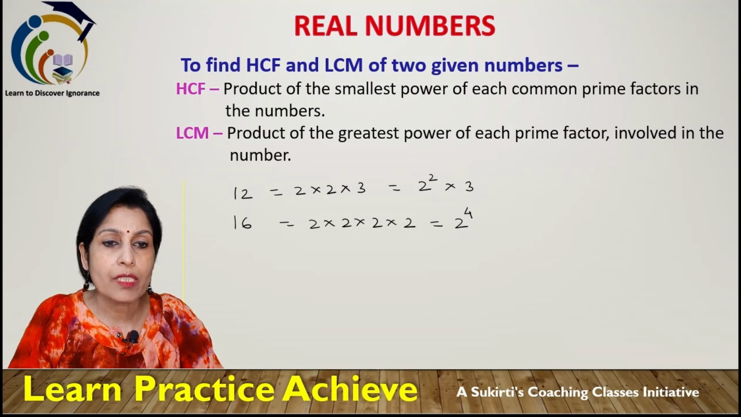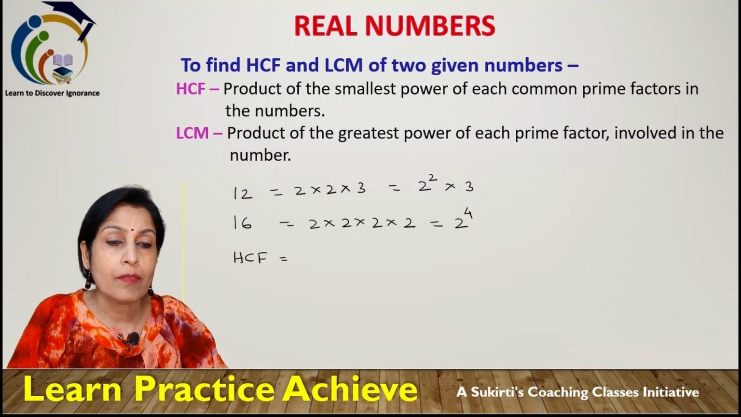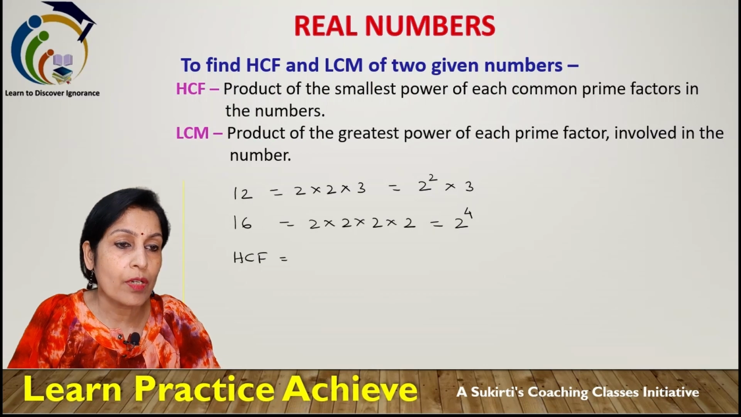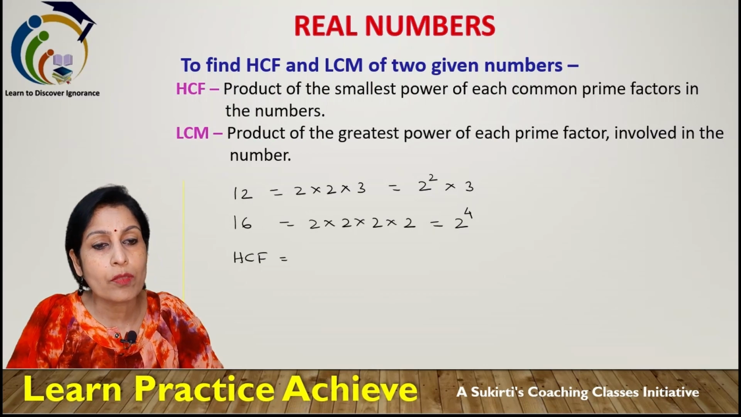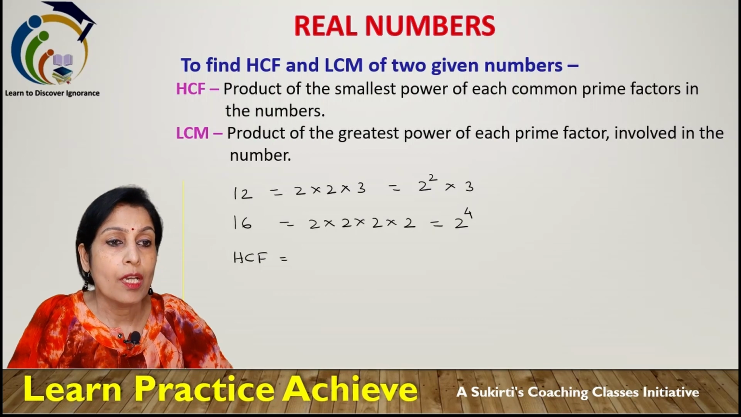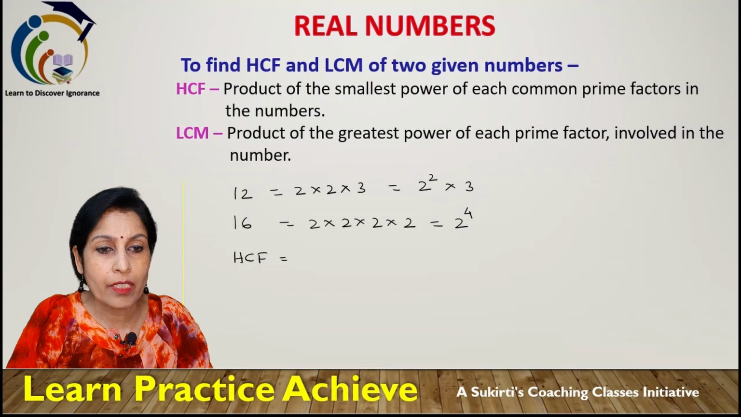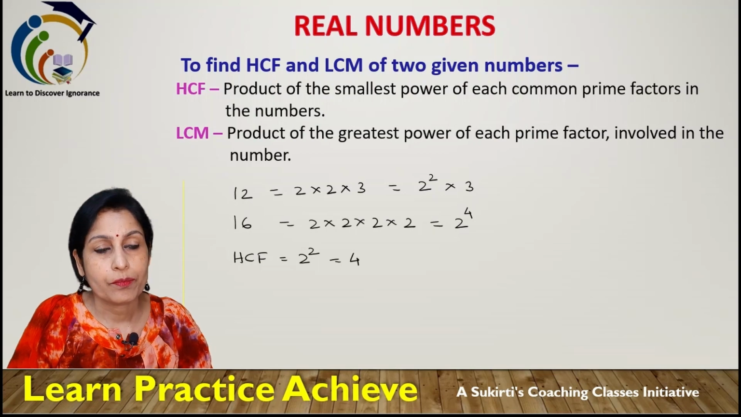Now come to this HCF part. So when we are finding out the HCF, according to the definition of HCF, what is written? Product of the smallest power of each common prime factor. So first of all, find out the common factors. Common prime factors here are 2 and 2. So here the power of 2 is 2, here the power of 2 is 4. So we have to take the smallest power. So here we will take the smallest power of these two numbers, that is equal to 2 to the power 2. So here HCF is equal to 4.